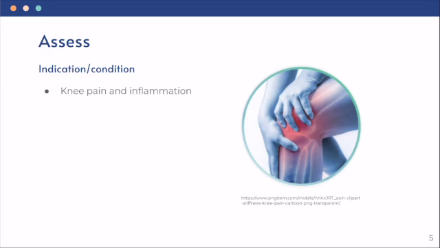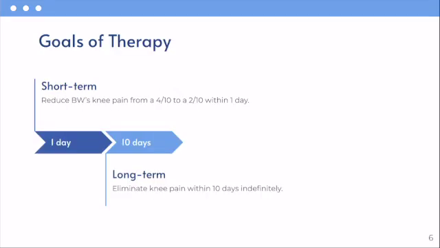During our assessment, we found that our patient's indication or condition is knee pain and inflammation. Our goals of therapy for the patient are short-term. So we want to reduce BW's knee pain from a 4 out of 10 to a 2 out of 10 within 1 day. And then for long term, we want to eliminate knee pain within 10 days indefinitely.